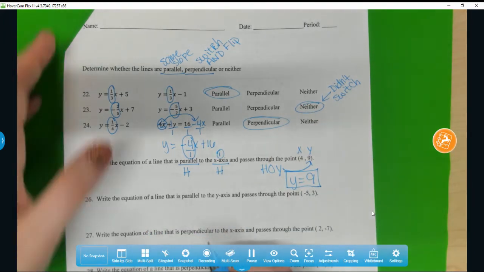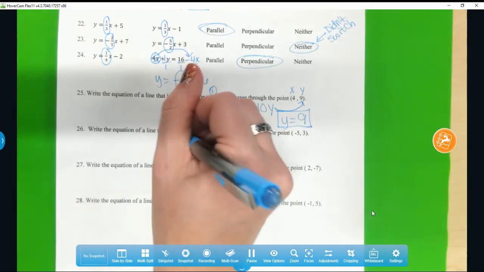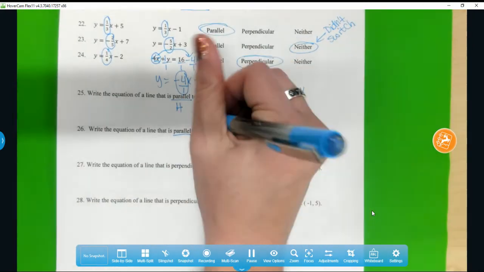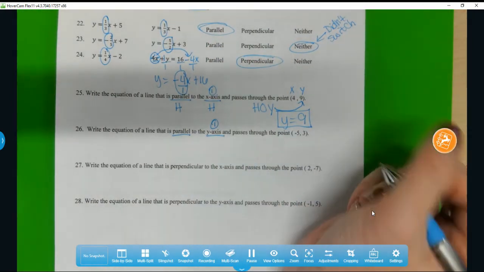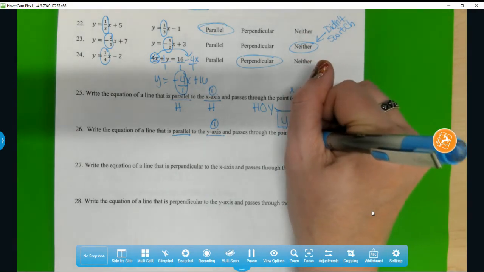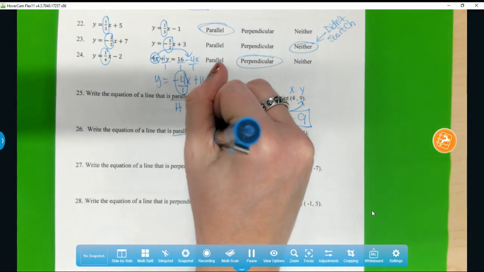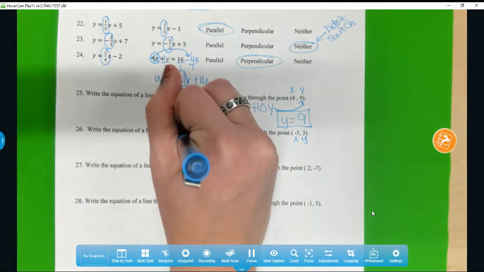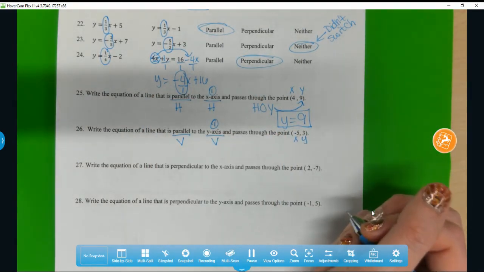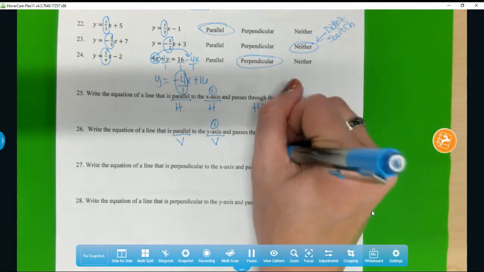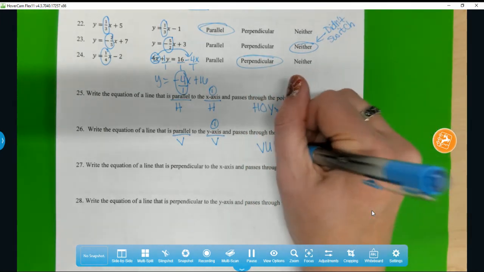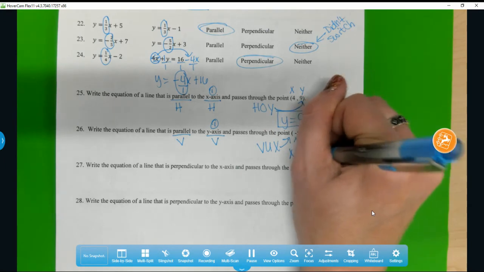Write the equation of a line that is parallel to the y-axis and passes through the point (-5, 3). So the y-axis is vertical, so parallel, I want it to also be vertical. So that is Vux. So I have x equals -5.